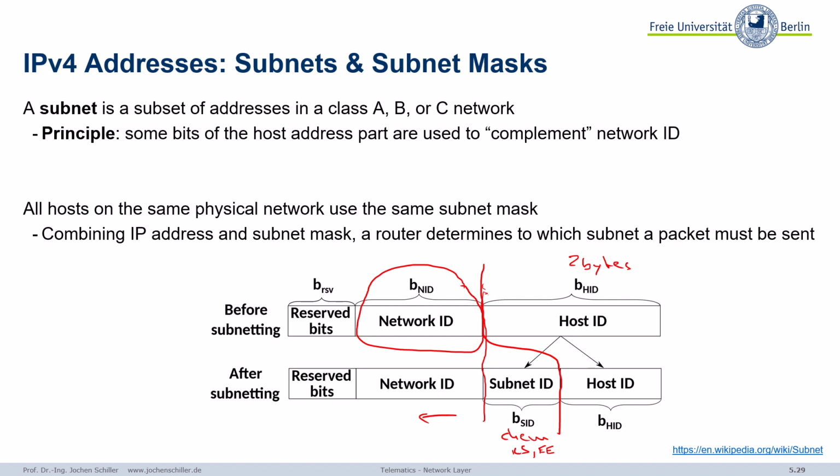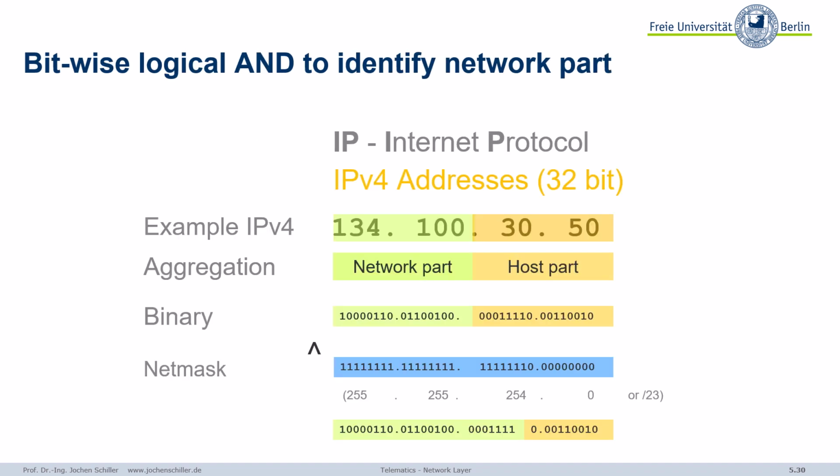How does this work? For example, we have again our address, here our IP address. From the outside world, we still see, if we follow the classical scheme, that's a classical class B address, as we've seen. But now internally, the administrator can say, wait, we use a part of this host identifier also as a network identifier. That's our subnet.